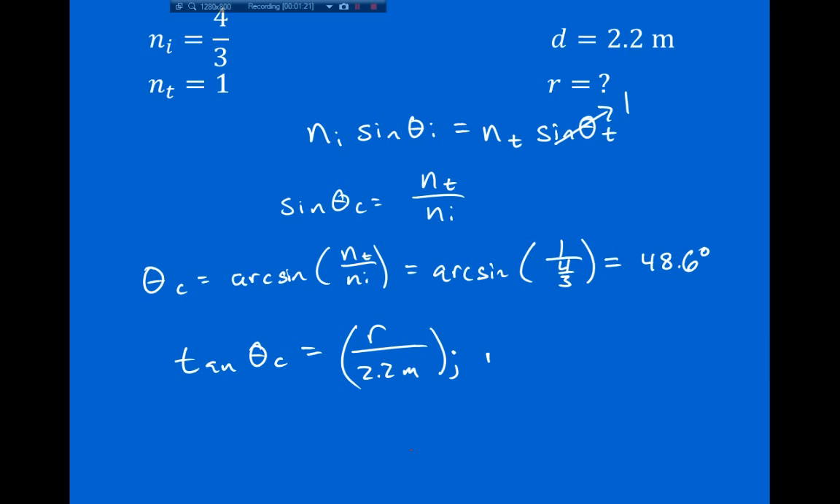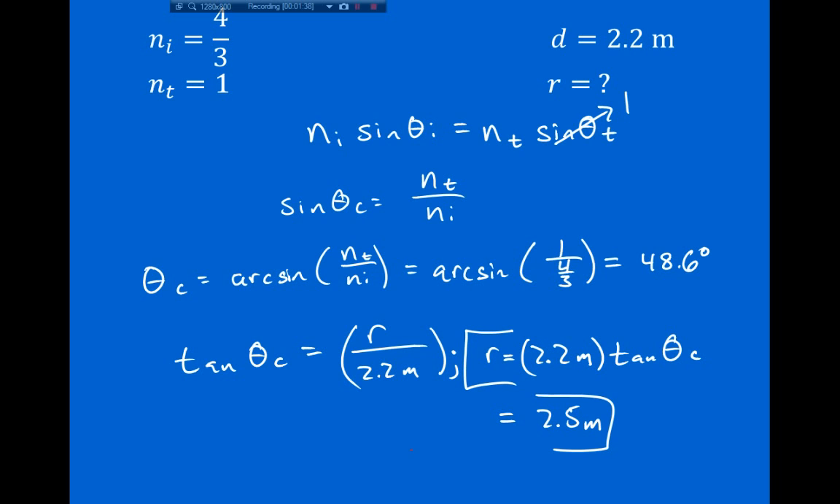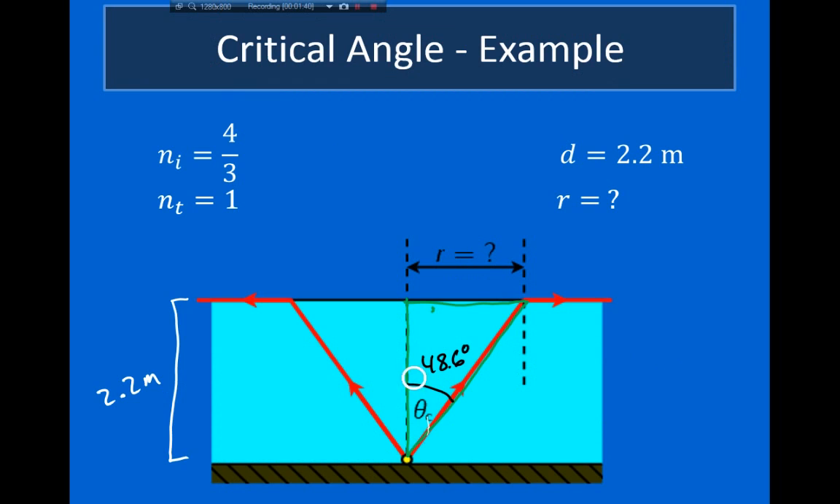So r is going to be equal to 2.2 meters times tangent of the critical angle. And if I plug the critical angle into here, and I plug this all into a calculator, I'm going to see that this distance r is equal to 2.5 meters. And so that's how close to this object you have to be horizontally before some of the light starts escaping the water.